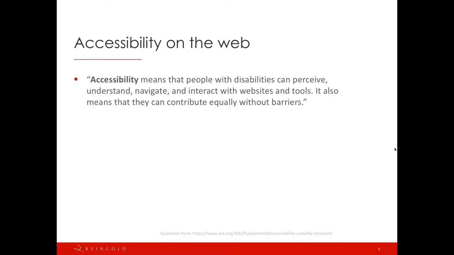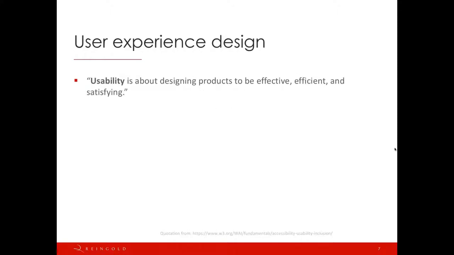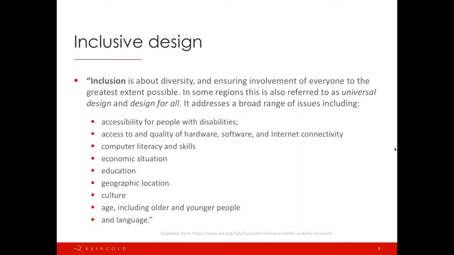There are also some other terms that you might hear that kind of fall into the same realm as accessibility and that we'll be mentioning throughout the presentation. So let's talk about two of those terms next. So first, we want to talk about user experience design, which may sound familiar as this is my job title. In general, user experience design is focused on improving the usability of sites. As the W3C defines it, usability is about designing products to be effective, efficient, and satisfying.